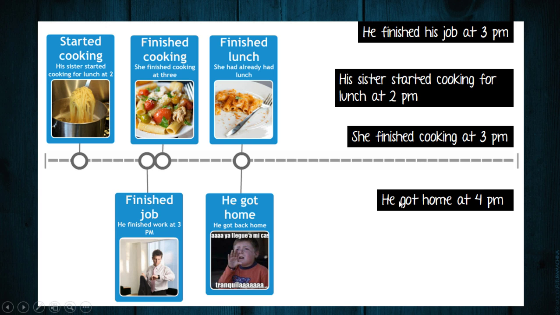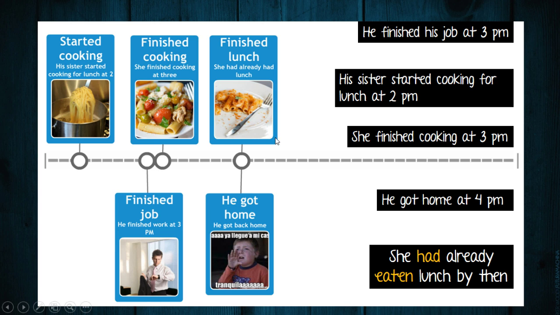He got home at 4 p.m. She had already eaten lunch by then.